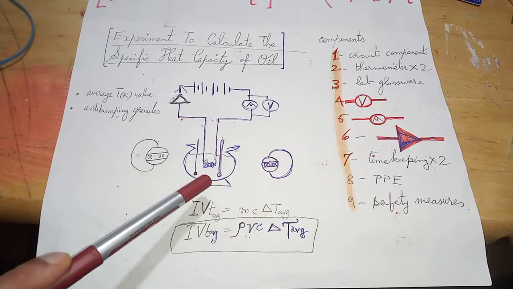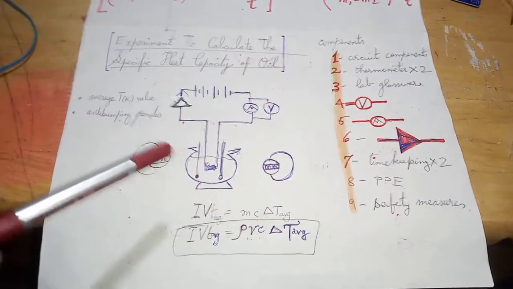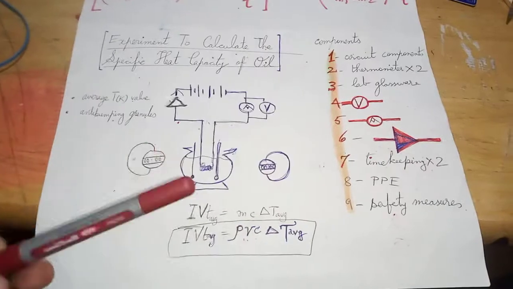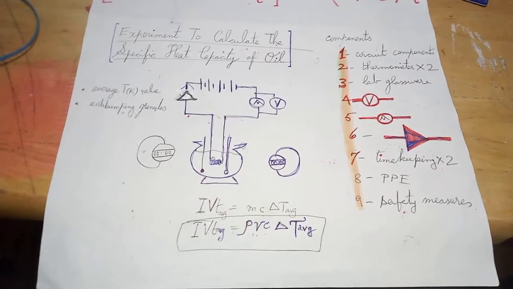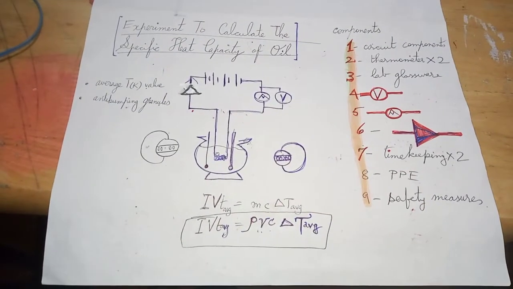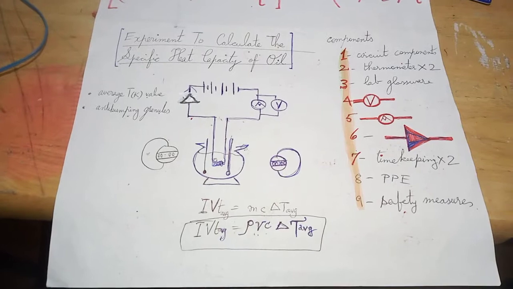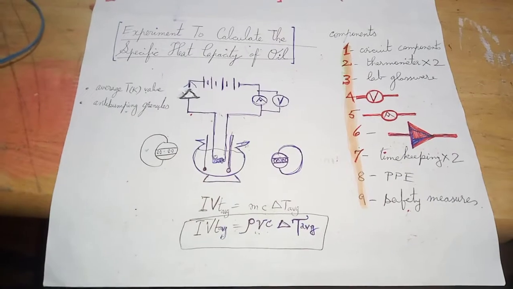So the anti-bumping granules shall be placed at the bottom so that when the oil boils it doesn't spurt out, and these anti-bumping granules balance out the internal friction and viscosity and the drag of the oil when it's undergoing heat, undergoing temperature change, and the kinetic energy of the oil molecules is increasing as a function of time.